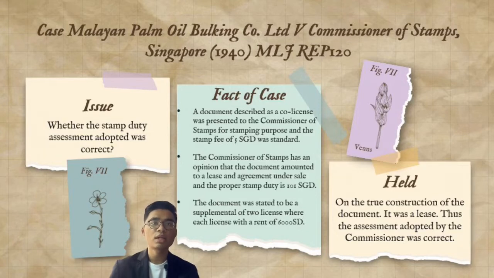The document was stated to be a supplemental of 2 licenses, where each license had a rent of 6,000 Singapore dollars. Thus, the issue in this case is whether the stamp duty assessment adopted was correct. Hence, it was held that on the true construction of the document, it was a lease. Thus, the assessment adopted by the Commissioner was correct.